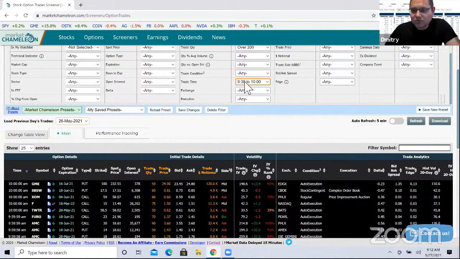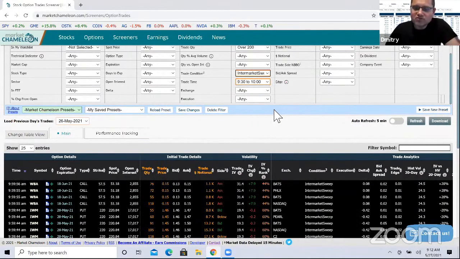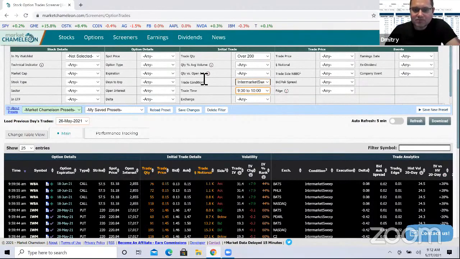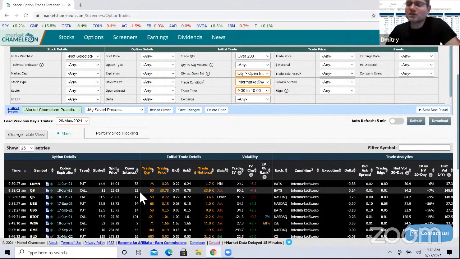Okay. So I'm looking right now. The first thing I filtered out was the first half hour of trades from yesterday. And I'm going to say, I want to look at intermarket sweeps because those are more aggressive orders. So that's what interests me, intermarket sweeps. And I want to look for trades where the quantity of the trade was above the open interest. In other words, it was a new opening trade.